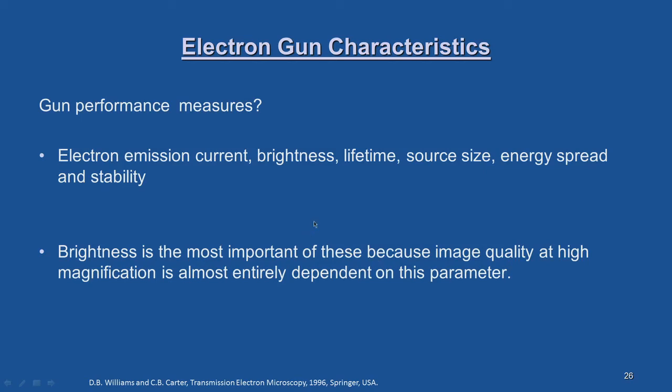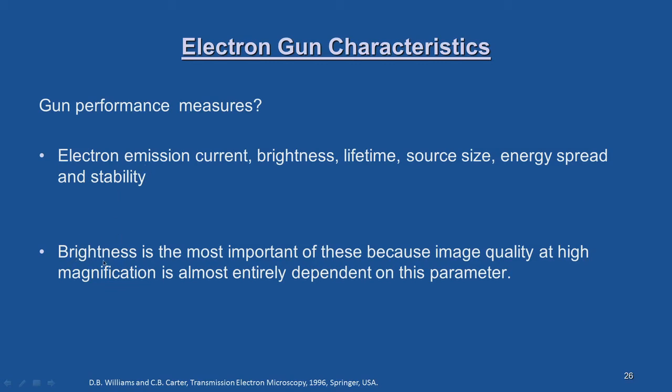So, how is gun performance estimated? By electron emission current, brightness, lifetime, source size, energy spread and stability. You will appreciate all these parameters when we actually look at the operation of the electron microscope, and then with some of the applications we will take up, we will explain how each parameter affects the resolution and the brightness and so on.